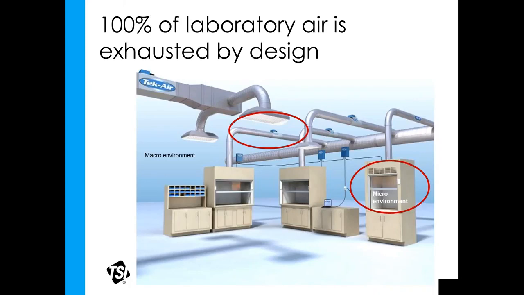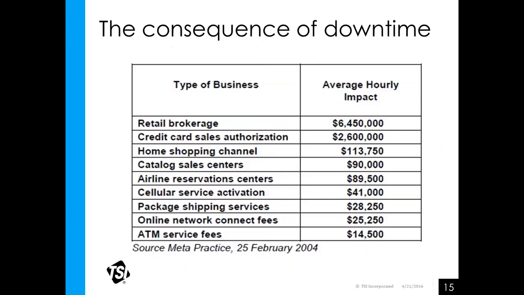What does it mean if a critical HVAC system goes down? This data comes from 2004. I think it's even worse today. But if you look at what it would mean to a retail brokerage, Charles Schwab or someone like that, if their HVAC system goes down and automatically starts shutting down their computers, roughly back then, almost $6.5 million per hour would cost them. And you can go down through the different fees, the different applications here.